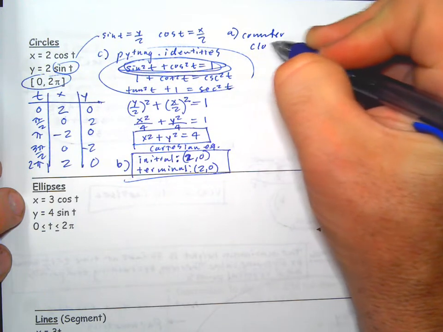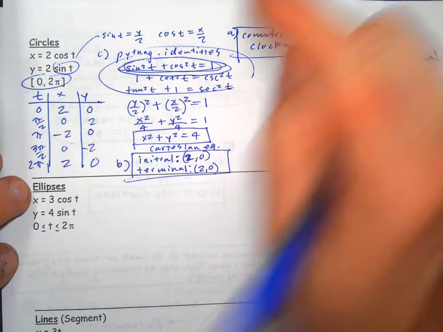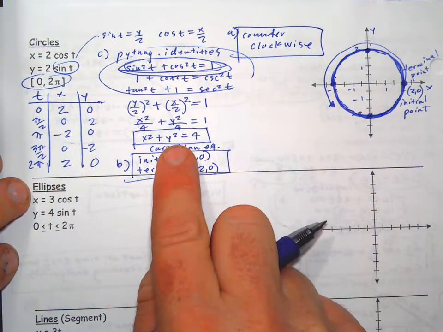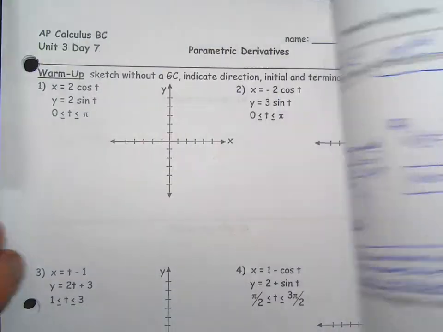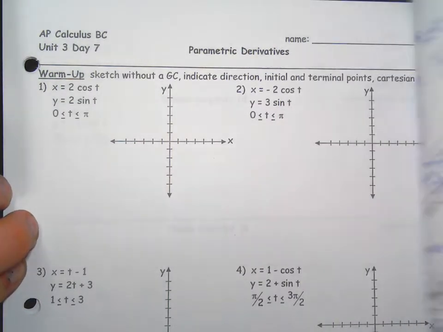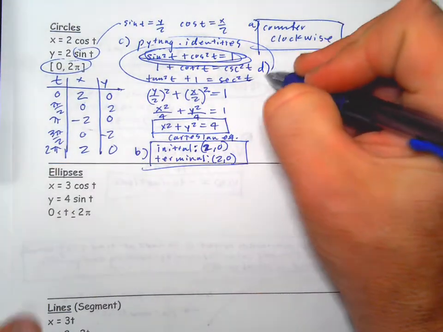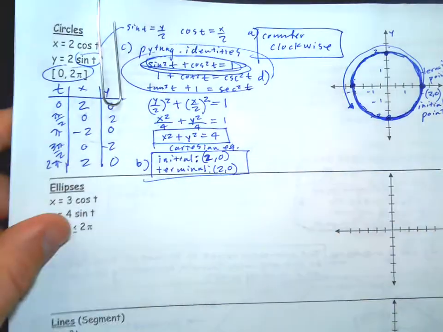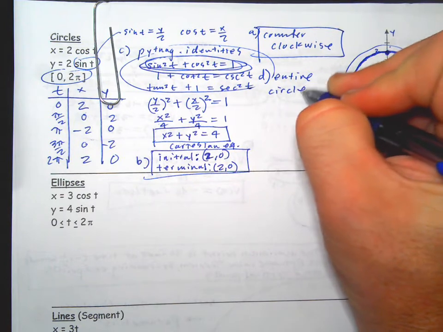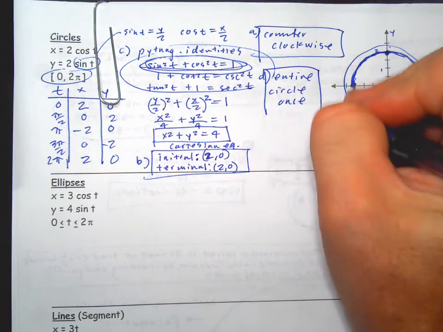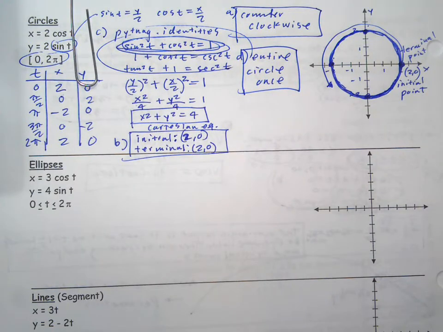So on these circular shapes, using clockwise or counterclockwise helps. B was initial and terminal points. C was the Cartesian equation. And so, I guess that was it? Oh, D, what portion of the graph? So D was like, what shape and how much of it. So D is, it's an entire circle once, because we're going to see somewhere they get traced over and over on top of themselves. So there you go.